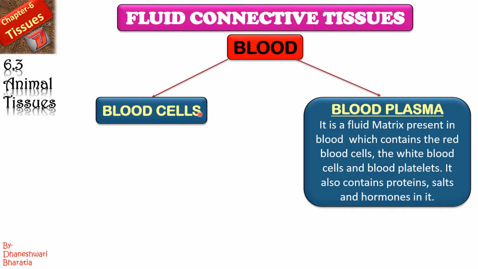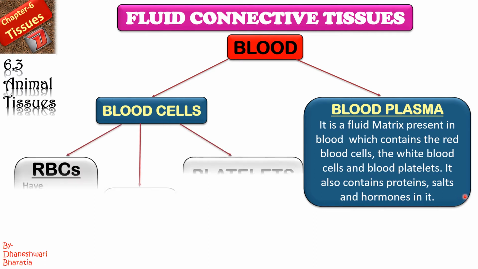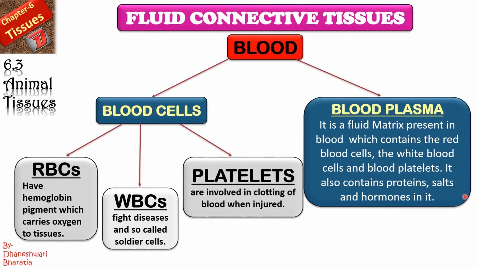What is the composition of blood? Blood is composed of two parts, blood cells and blood plasma. What is blood plasma? It is the fluid matrix present in blood. What is its function? It contains all the blood cells, that is RBCs, WBCs and platelets. Along with those blood cells, it also contains proteins, salts and hormones in it. Okay. Now, we already know about RBCs, WBCs and platelets.